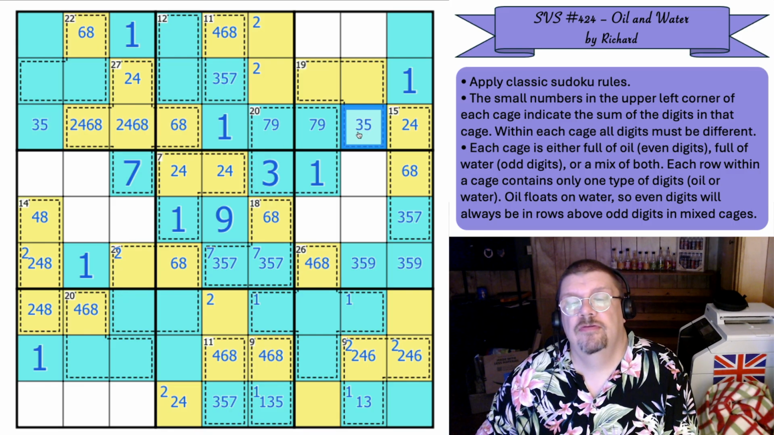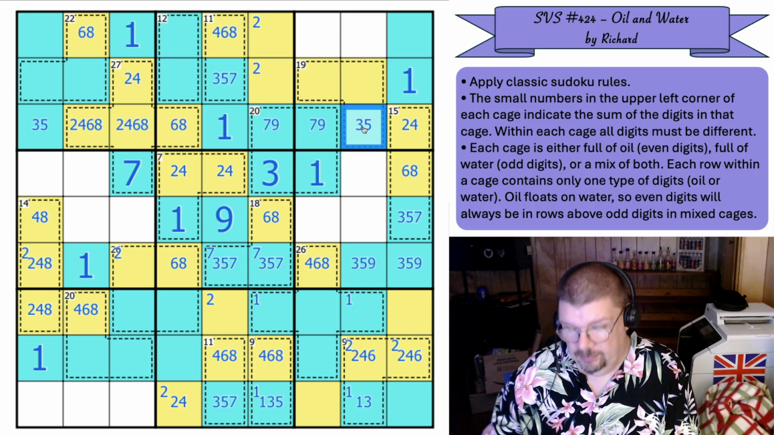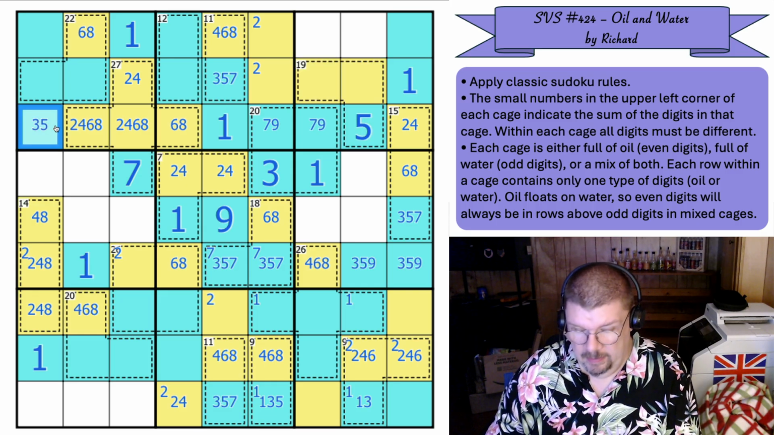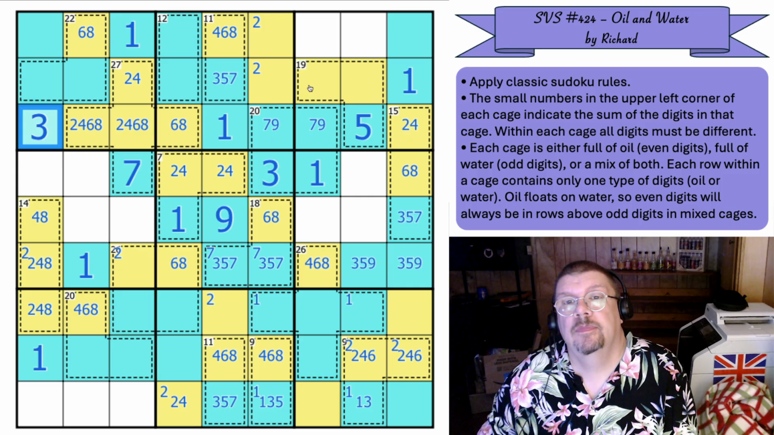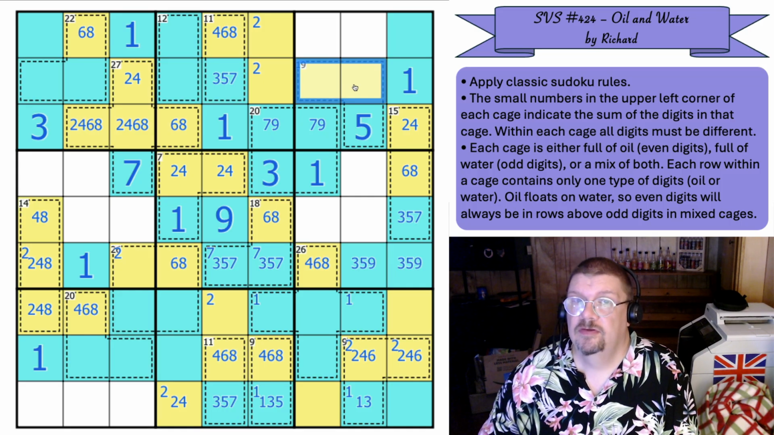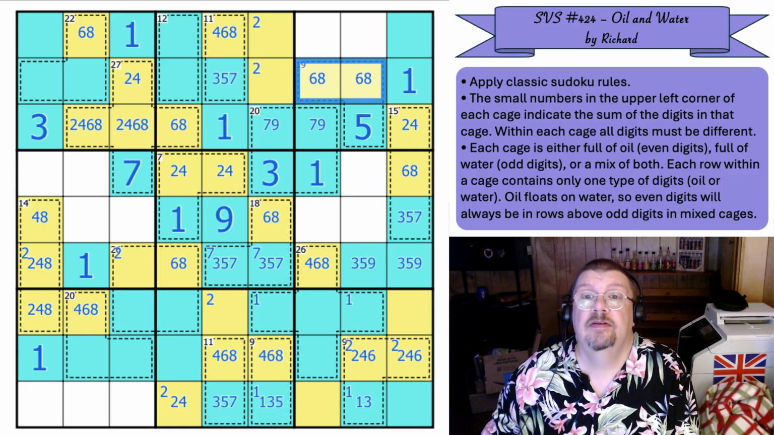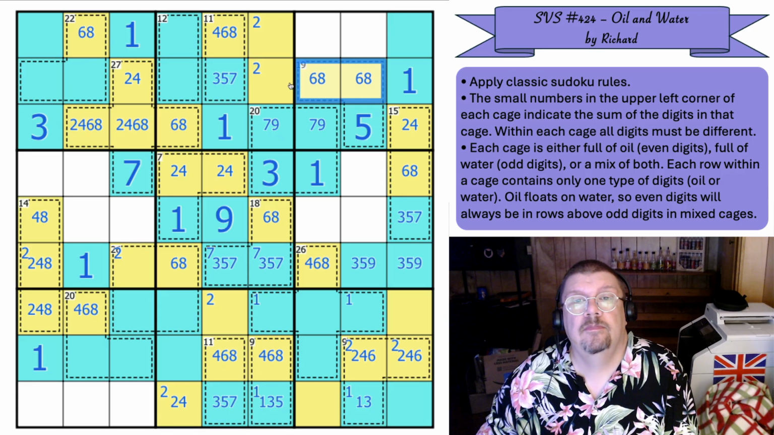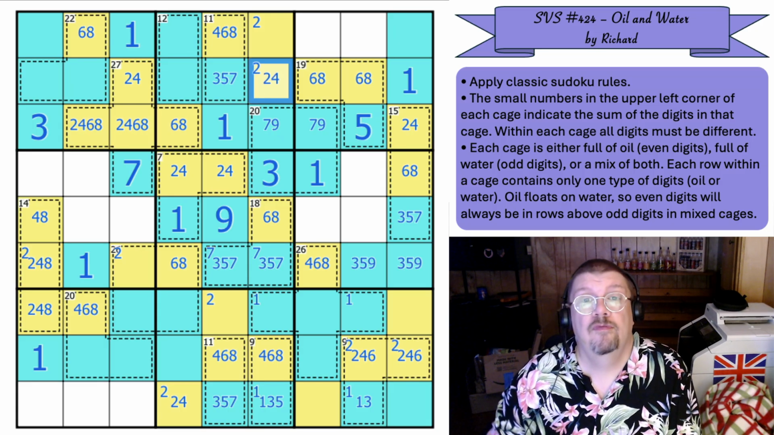So if this is 3, those are 2 even digits adding to 16, which I can't do because 8 and 6 is 14. So that must be 5, that must be 3, and now I need 2 even digits adding to 14, which are 8 and 6. So this is 2 or 4 by Sudoku.